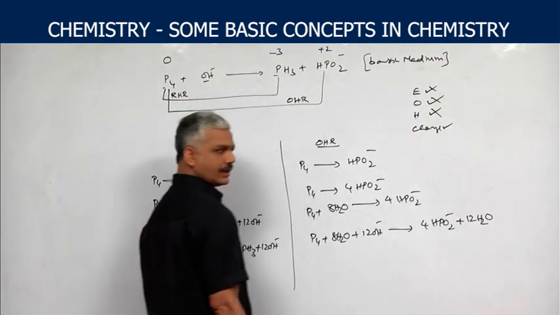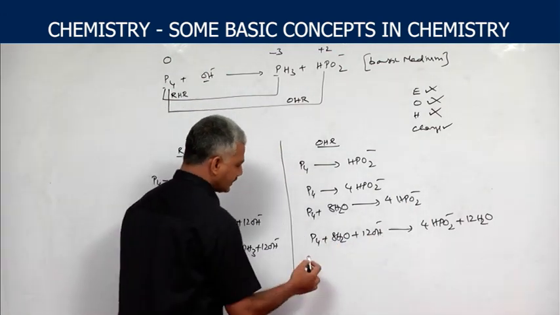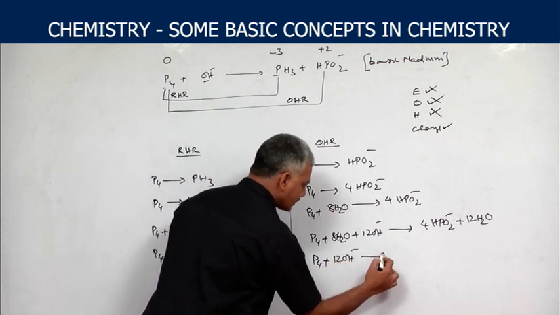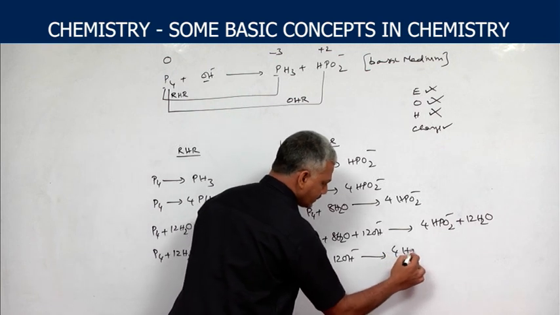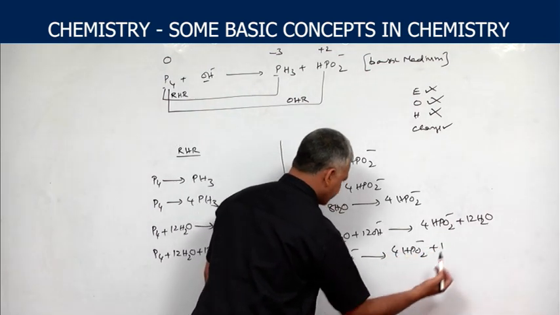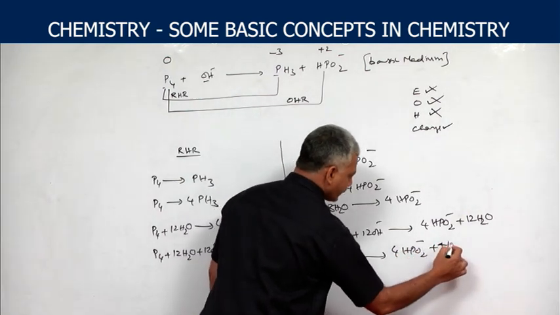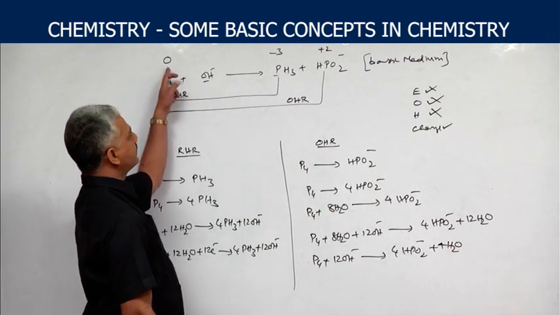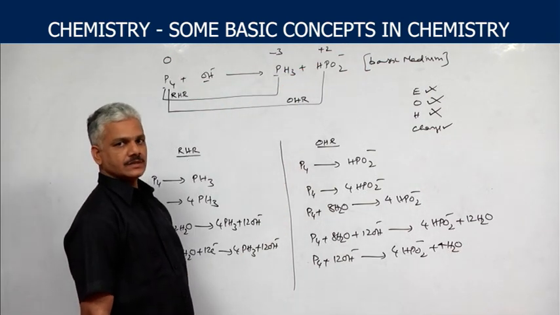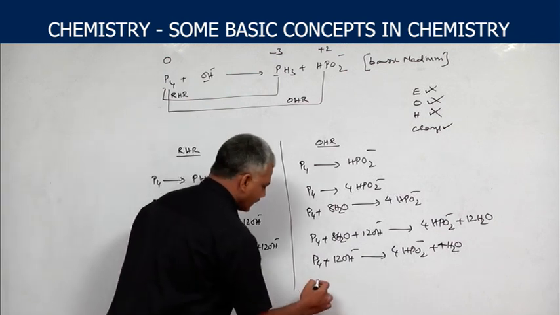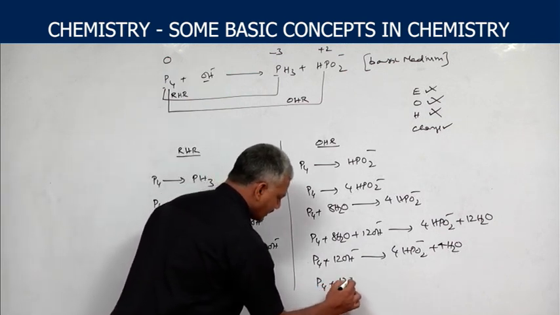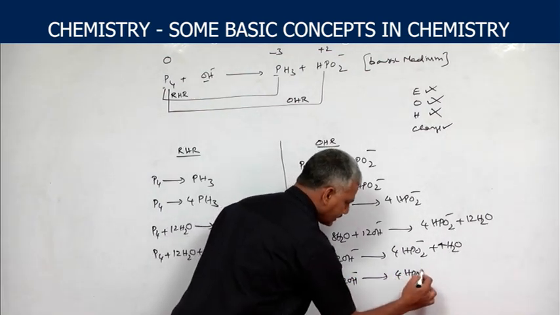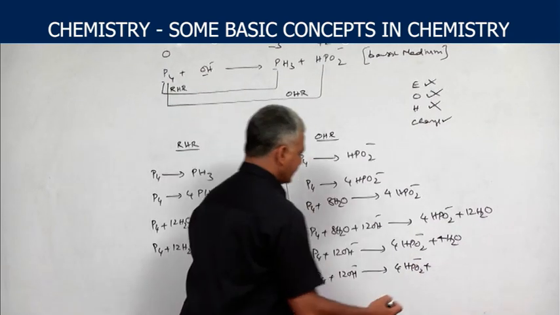Now, hydrogen is balanced. As water is common, this step can be simplified as P4 plus 12 OH minus gives 4 HPO2 minus plus 4 H2O. Now, balancing charge, for phosphorus the change in oxidation state is 2 units per atom. So, as there are 4 atoms and the process involved is oxidation, the electrons are represented on product side.